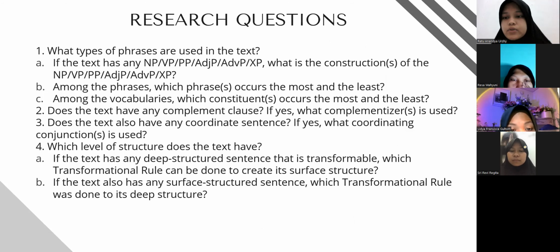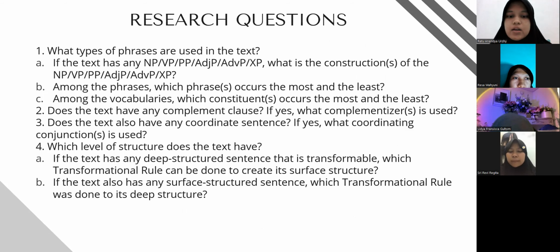Before we jump to the results, discussion, and conclusion, these are the research questions that we have to answer. What types of phrases are used in the text? If the text has any NP, VP, PP, adjective phrase, adverb phrase, what are the constructions? Among the phrases, which phrases occur the most and the least? Among the vocabularies, which constituent occurs the most and the least?